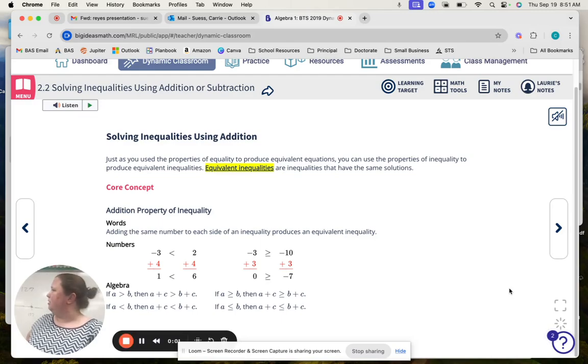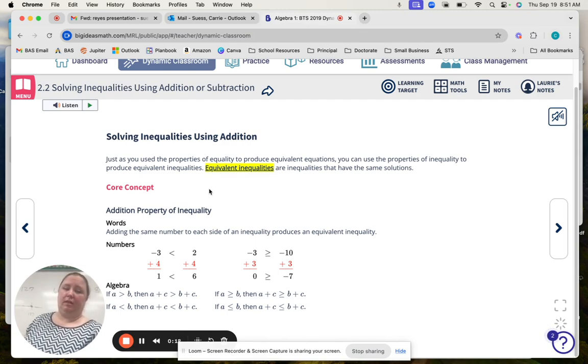Right, this is lesson 2.2, solving inequalities using addition or subtraction. So you should have written this vocab in your journals, yes? Somebody tell me what equivalent inequalities are. Inequalities that have the same solution. Yes, they have the same solution.